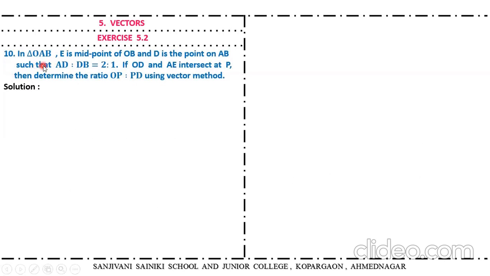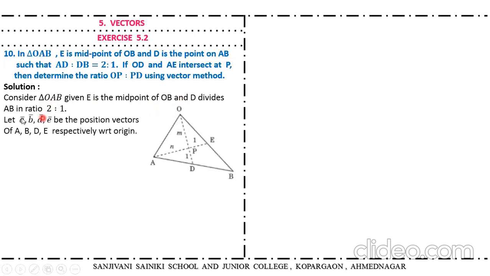10th example: in triangle OAB, E is the midpoint of OB and D is a point on AB such that AD is to DB is 2:1. If OD and AE intersect at point P, then determine the ratio OP is to PD using vector method. Now consider triangle OAB. It is given that E is the midpoint of OB and D divides AB in the ratio 2:1. You can see it in the figure. OAB is the triangle. E is the midpoint of OB. D divides AB in the ratio 2:1.